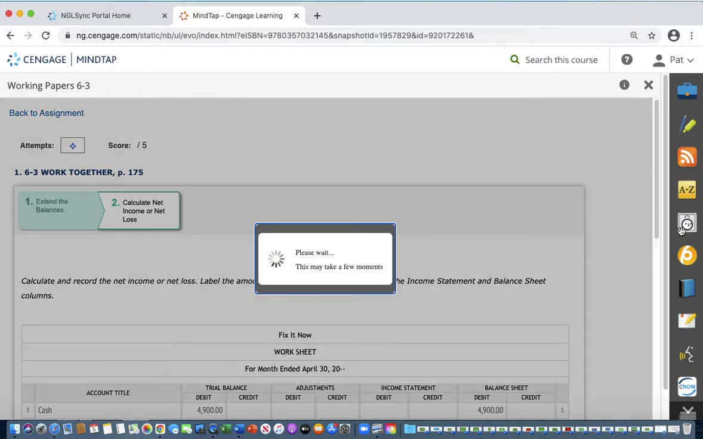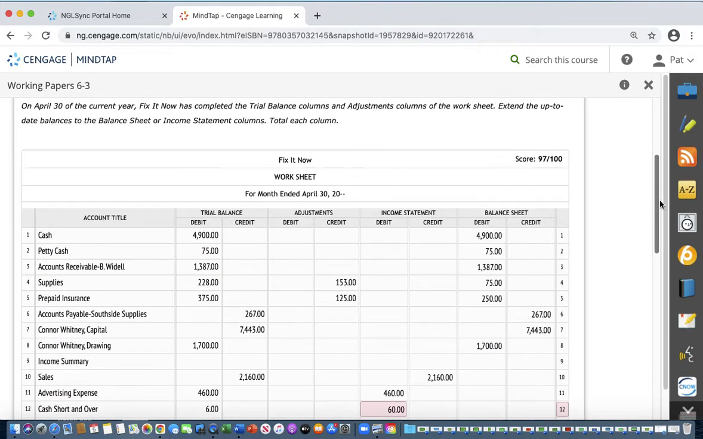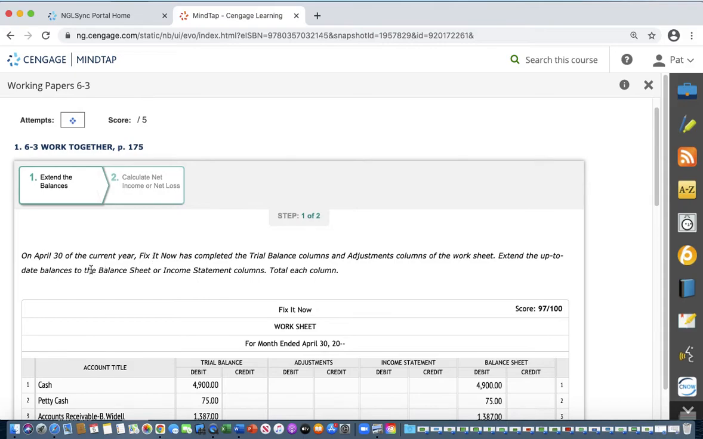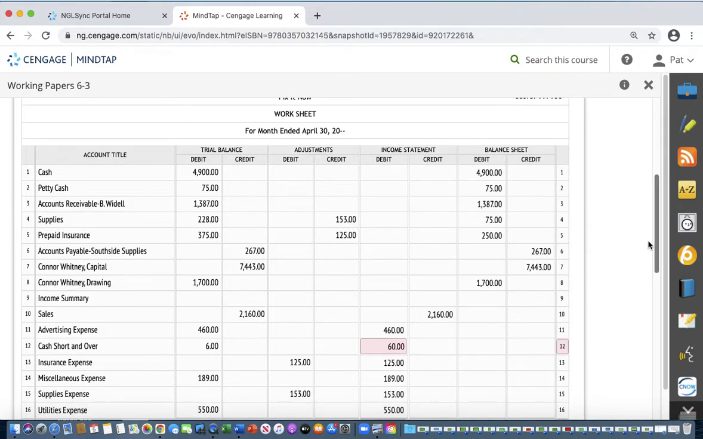That's right. So first thing it says, April 30th, we're going to do extending the balances. We're taking the balances from the trial and adjustments and taking them over to the correct column. It says, fix it now, complete the trial balance and adjustments. That's what you guys did, 6-1, 6-2. We want to extend the up-to-date balances to the balance sheet and income statement. All right. So that's what we do.